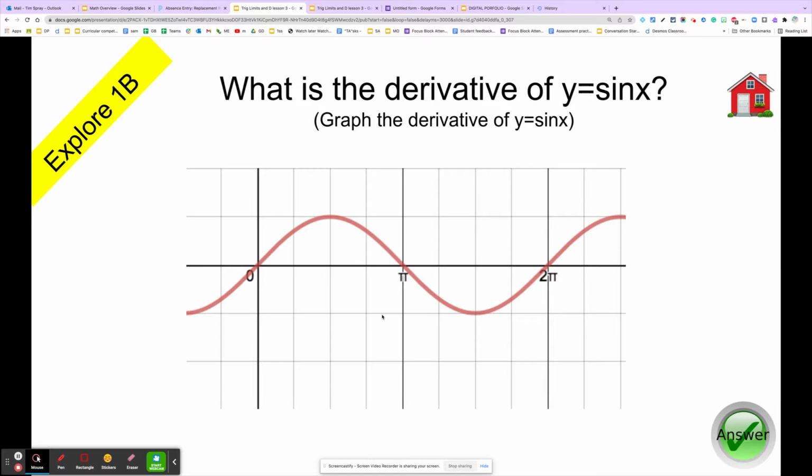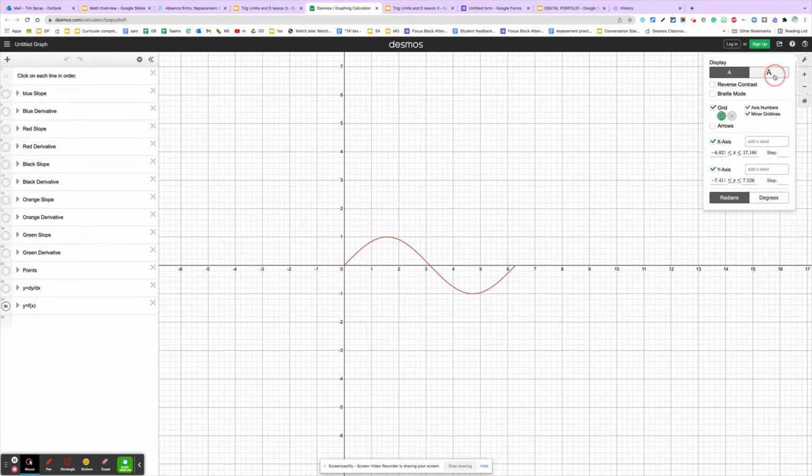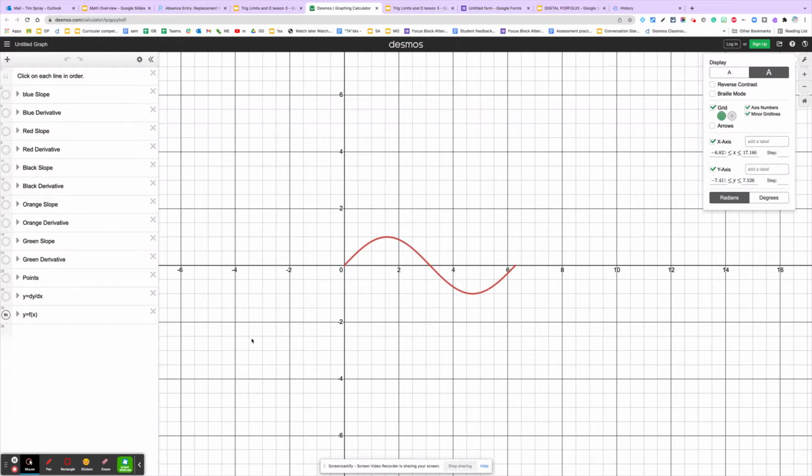So what I want you to do is draw a sine wave on your desk, and sketch the derivative of the sine wave. That's the task. So pause the video and give it a go. Alrighty, so what I'm going to do is demonstrate. You probably have a good idea of what the derivative might be.